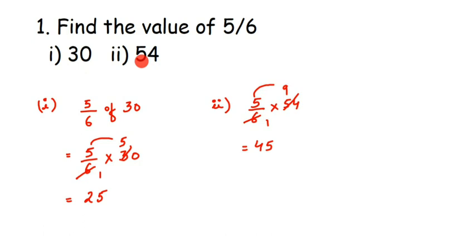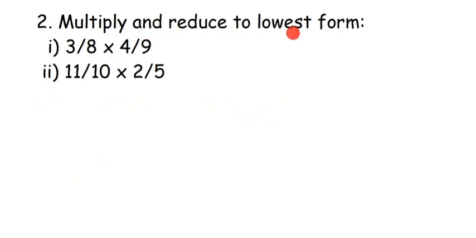Then the next question, second one. Multiply and reduce to lowest form. First we have to multiply and reduce it. So you can reduce in the beginning also if you wanted. You want to cancel it, and then you can multiply, but you want the answer in the lowest form. Lowest form means you have to cancel the numbers. So for the first one, we have 3 by 8 multiplied by 4 by 9.